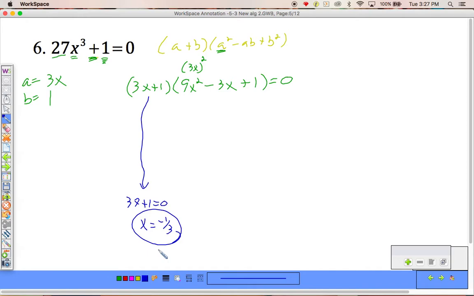Now this back one, 9x squared minus 3x plus 1, because you have a coefficient in the middle term that's odd, I wouldn't complete the square. So go through the quadratic formula and find me the solution for these. Find me 2 more answers based on this. All right, so pause it when you need to.